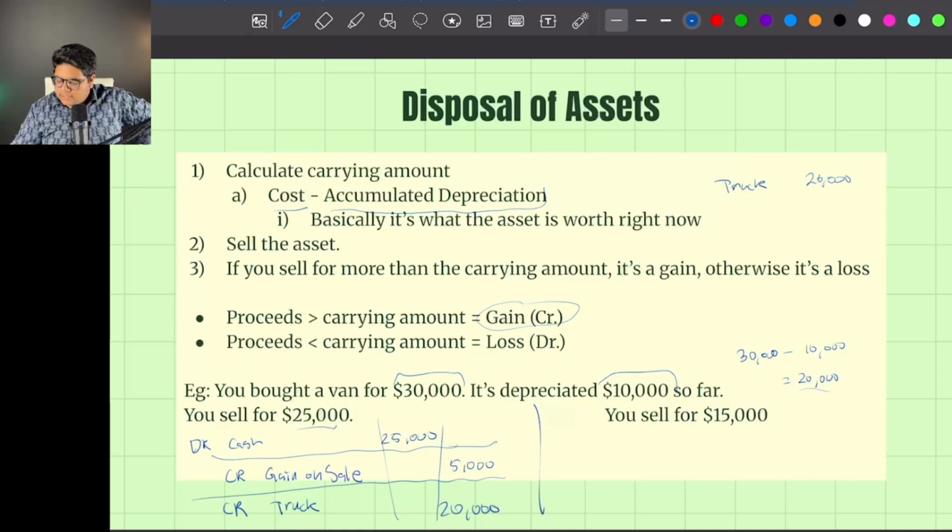Similarly, let's say we sell it for $15K, right? So the debit part remains the same. We have a debit cash for $15,000, right?